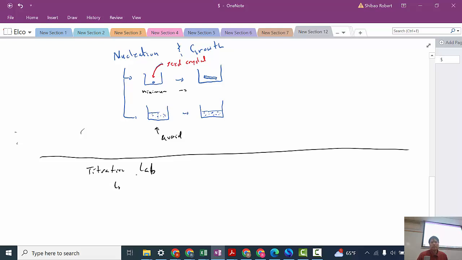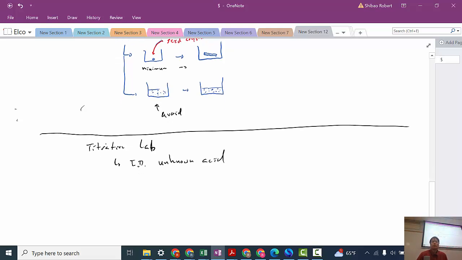And so the purpose of the titration lab is to ID an unknown acid. And we're going to ID the unknown acid. Some of it's going to be fairly straightforward. One, is it mono or diprotic? Two, what is its experimental molar mass?